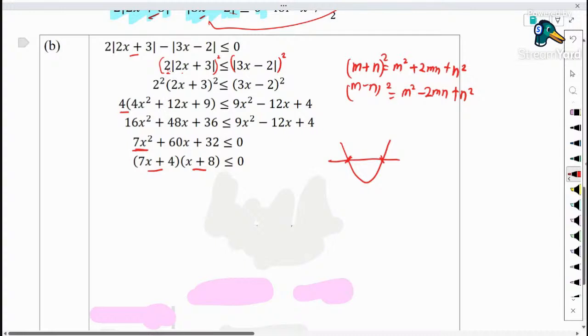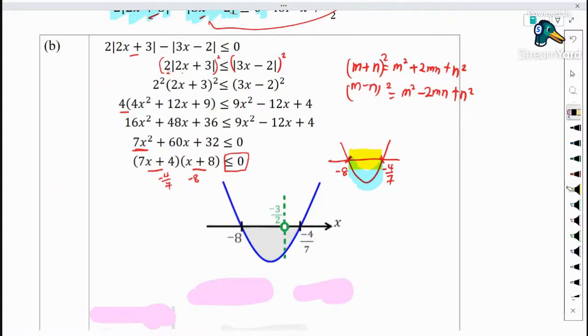I find that the first bracket gives negative 4 over 7. The second bracket gives negative 8. Arranging them in ascending order, I have negative 8 followed by negative 4 over 7. Since we're asking for the case of less than 0, it refers to these locations of the graph, and the corresponding x values that we want are this part, as I highlighted in yellow.